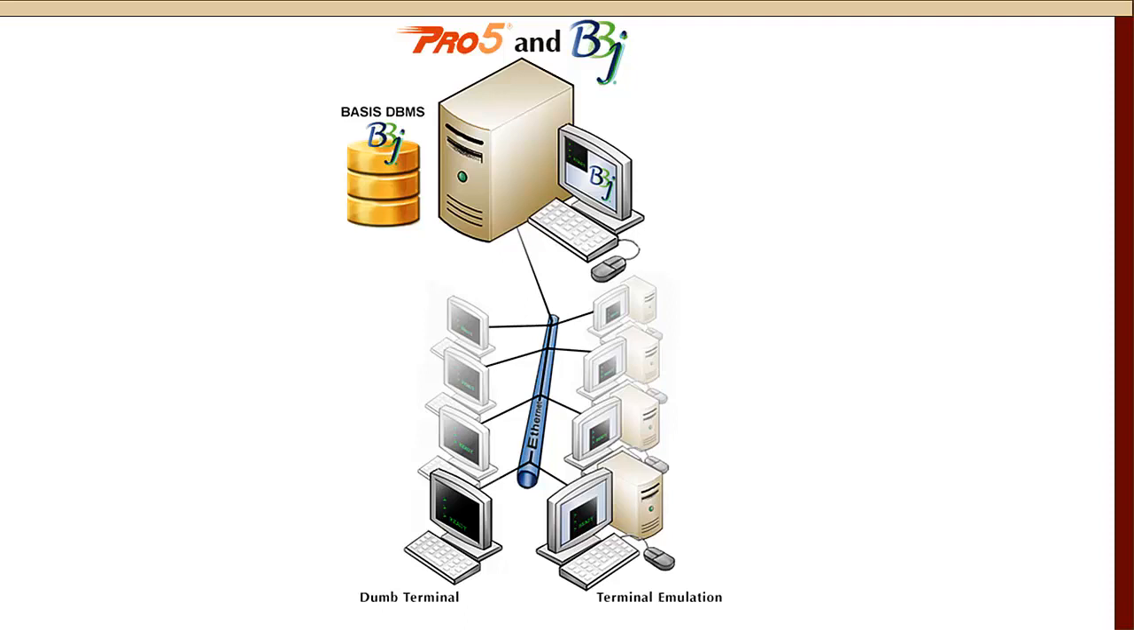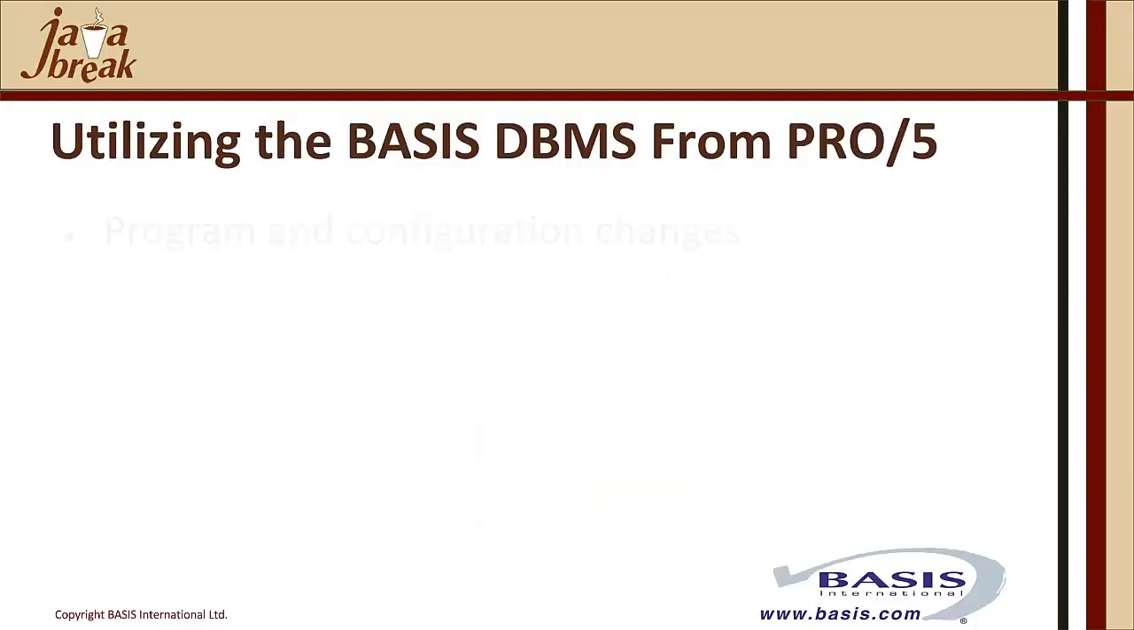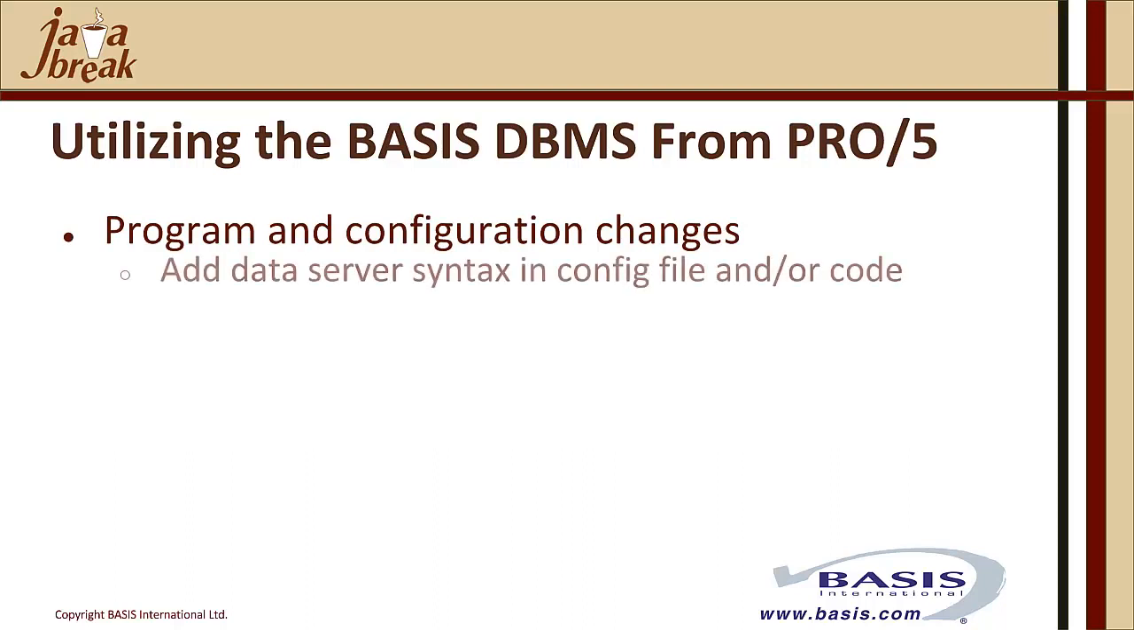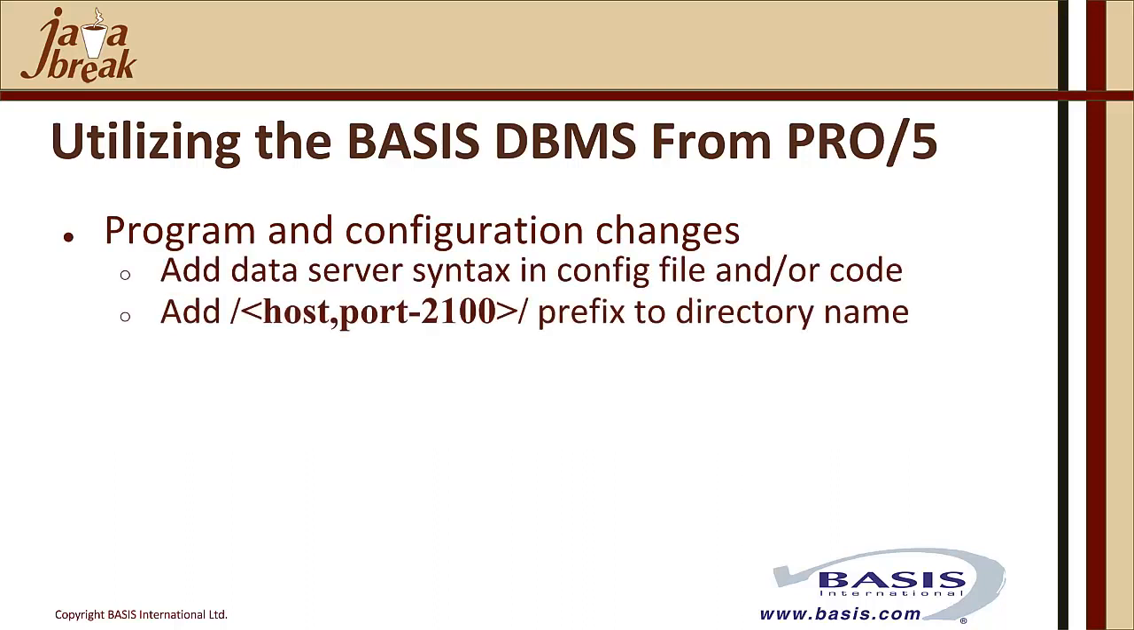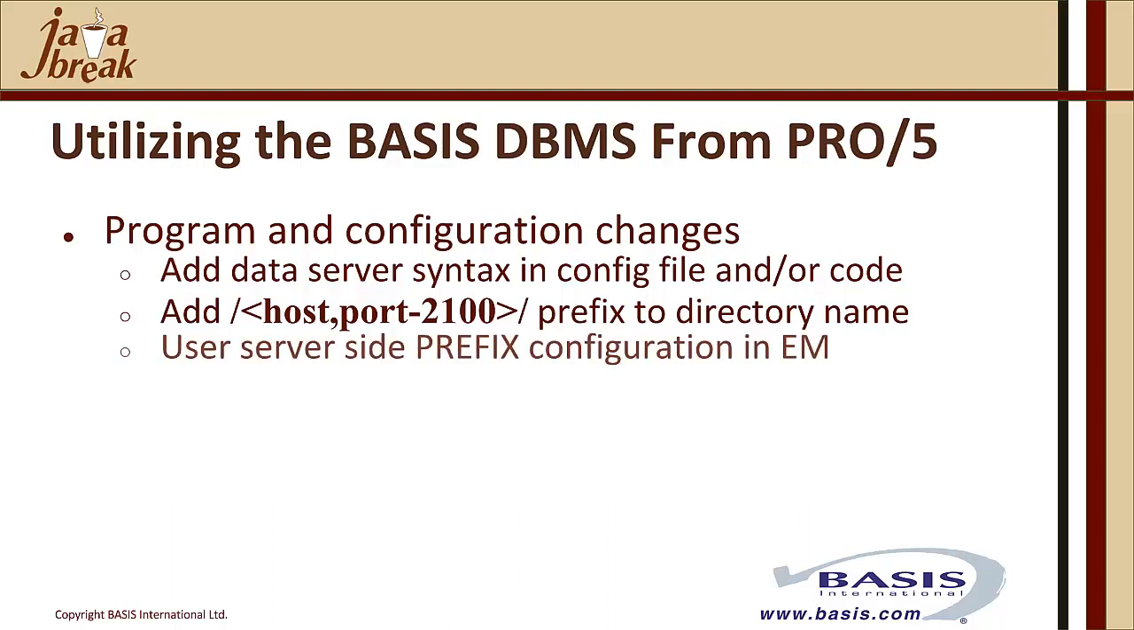If you're in the Pro 5 and BBJ world, so if you want to run the BBJ database with Pro 5, this may be what your configuration looks like in a character-based environment. What do you need to do? Well, you need to add the data server syntax in your config file and or your code when you're opening a file. So add the host and port ID prefix to the directory name.